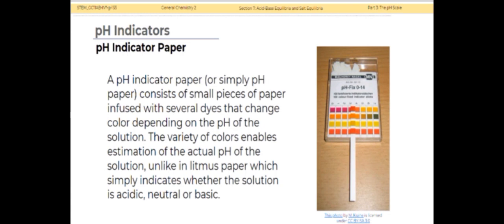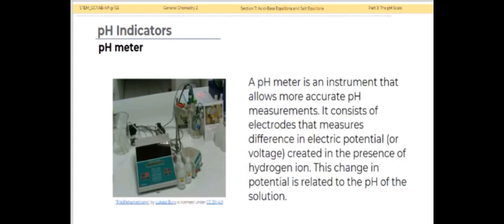A pH indicator paper, or simply pH paper, consists of small pieces of paper infused with several dyes that change color depending on the pH of the solution. The variety of colors enables estimation of the actual pH of the solution, unlike the litmus paper, which simply indicates whether the solution is acidic, neutral, or basic.